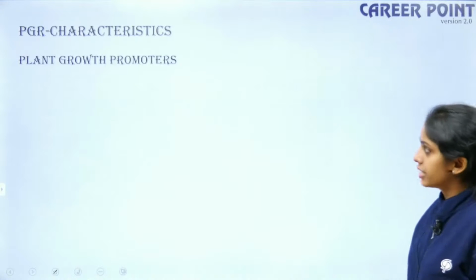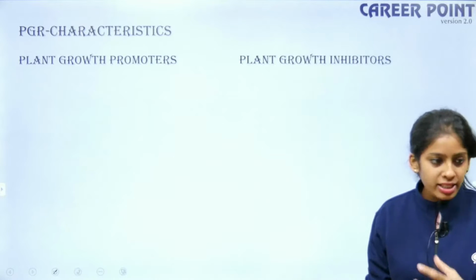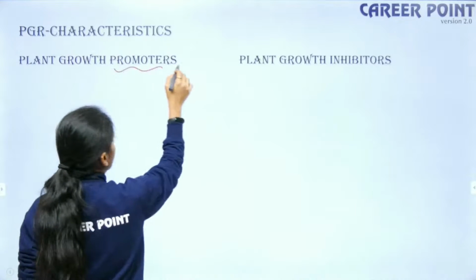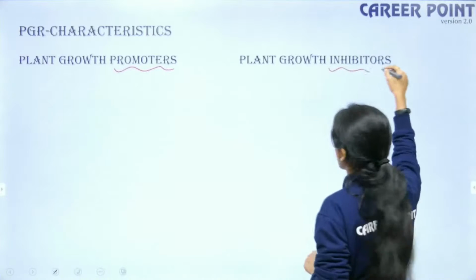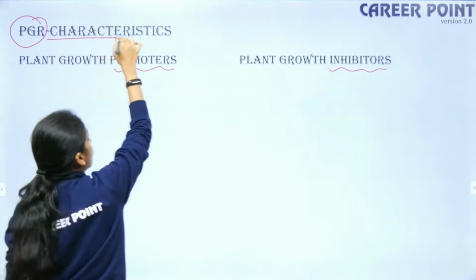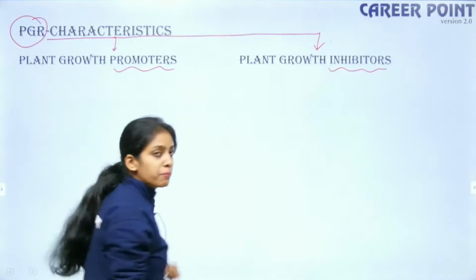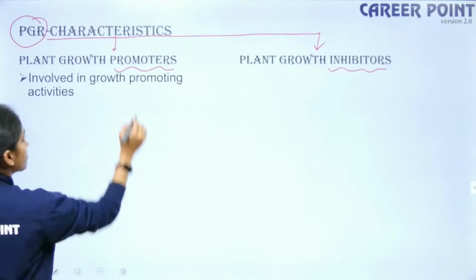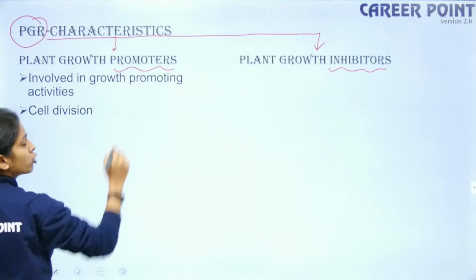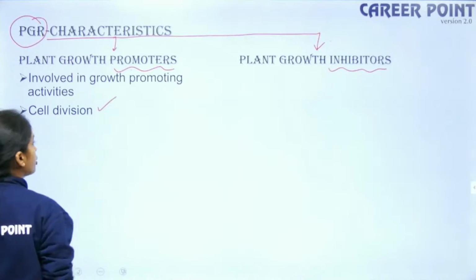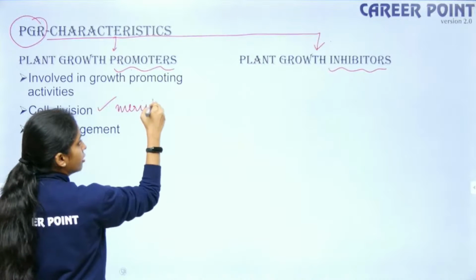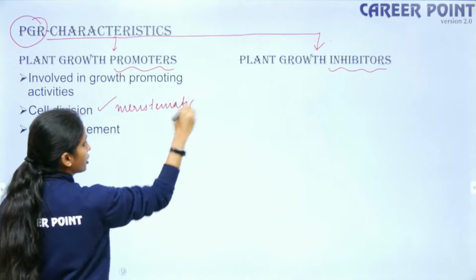So I have tabulated here. These plant growth regulators are of two categories. One is plant growth promoters, the other one is plant growth inhibitors. So your PGRs are broadly classified as plant growth promoters and plant growth inhibitors. Promoters promote growth, right? They are involved in growth promoting activity like cell division, then cell enlargement. This is the meristematic phase, followed by your elongation phase.